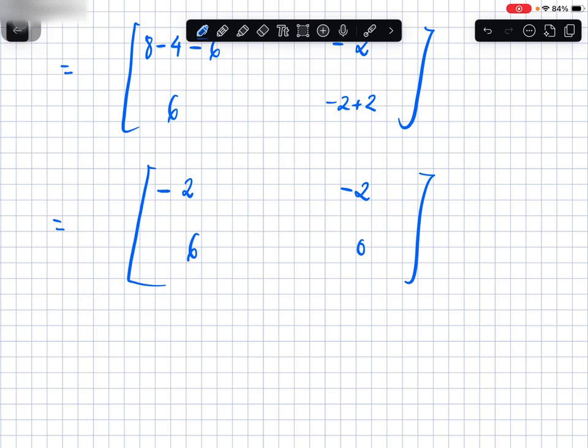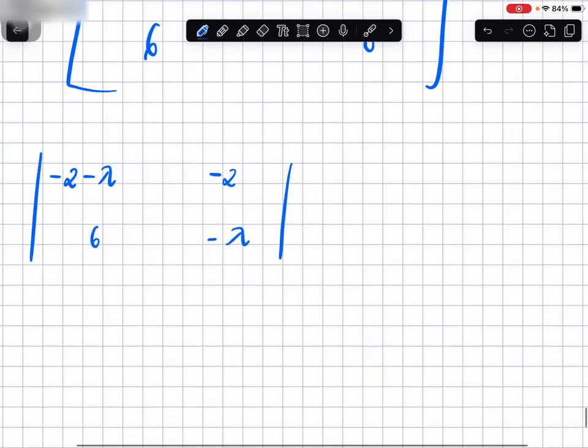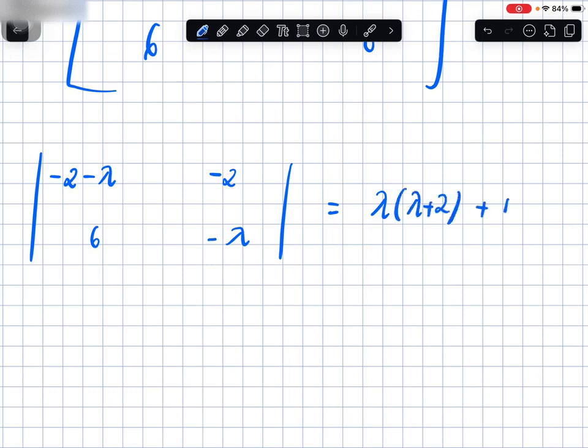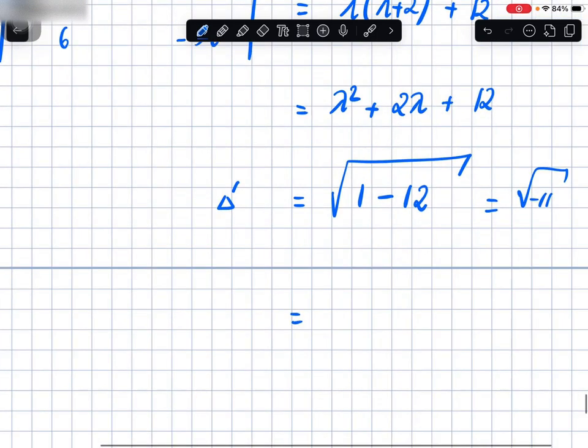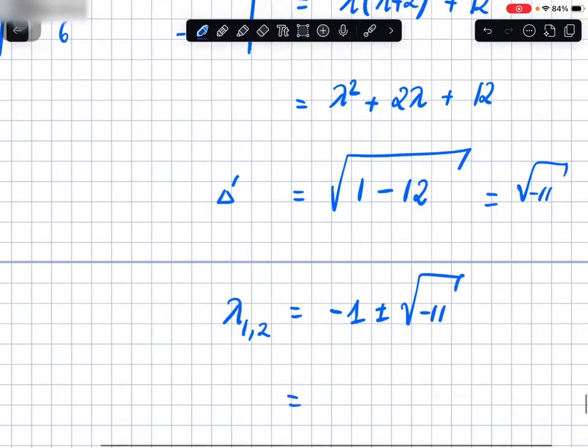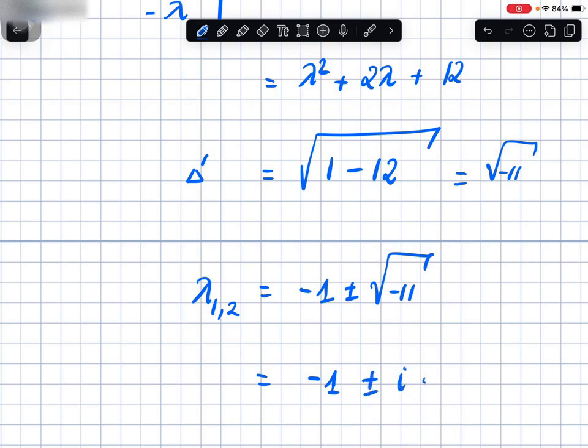We have to compute eigenvalues. Minus 2 minus lambda, minus 2, 6, minus lambda. Lambda squared plus 2 lambda plus 12. So we need to compute the roots of that. The square root of minus 11. So we have lambda 1, 2 equal to minus 1 plus or minus i square root 11.